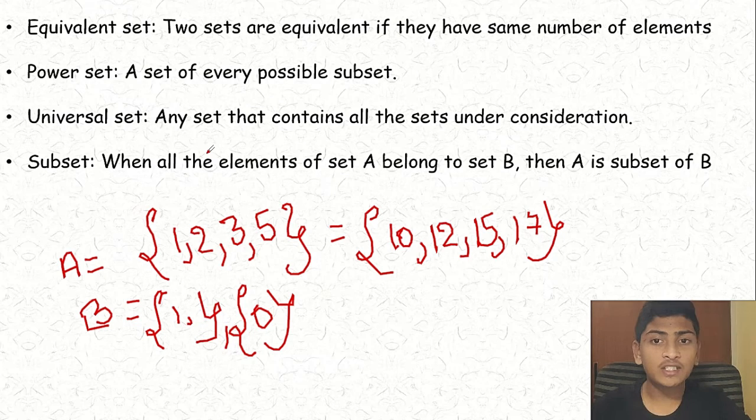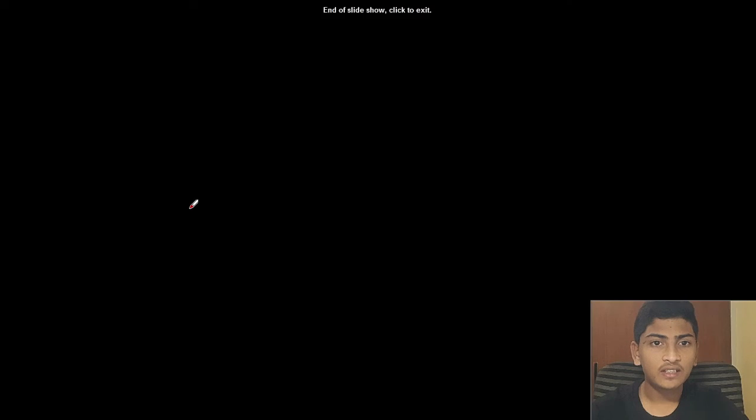Next, universal set. Any set under consideration is a universal set. If we take any set itself, it is the universal set, only for that set. Again, we can't change it for other sets.